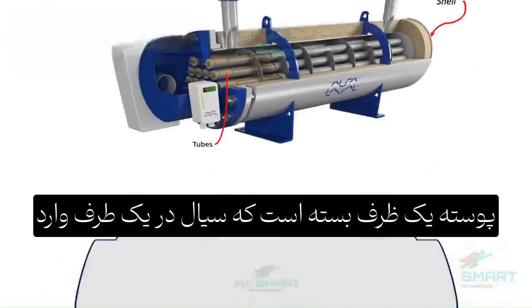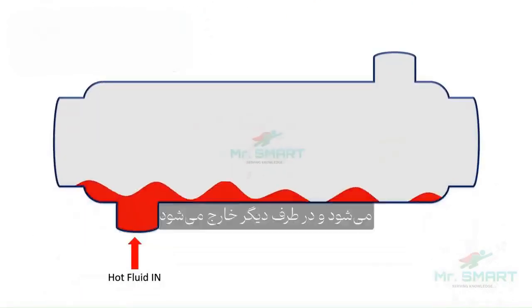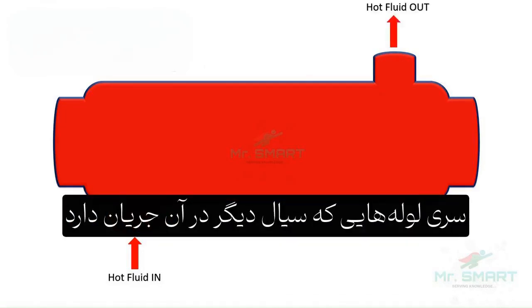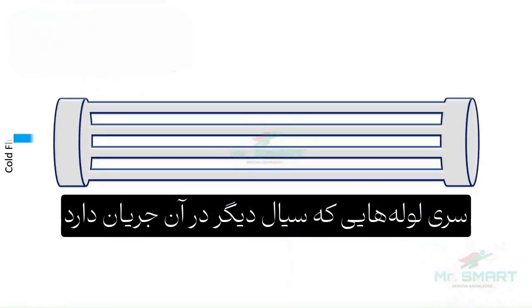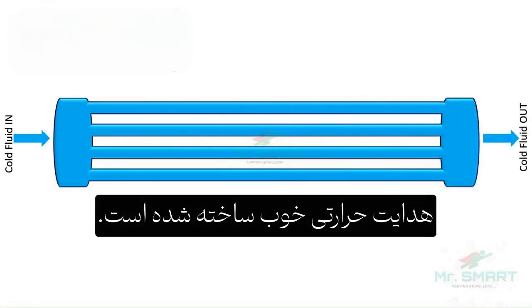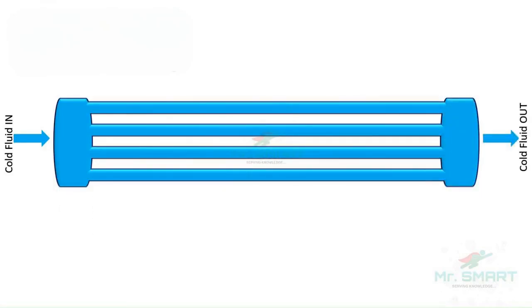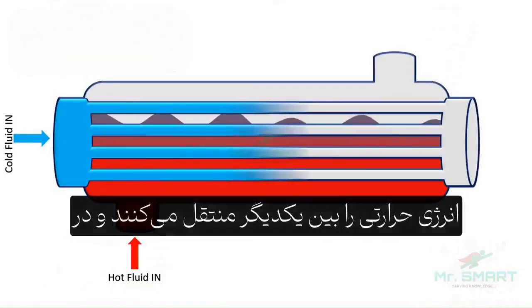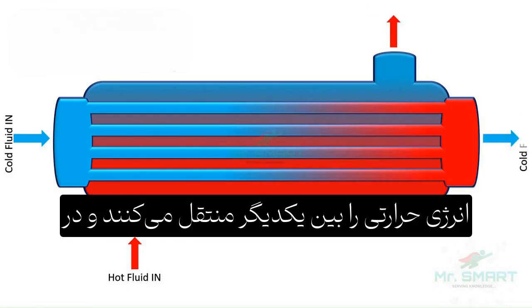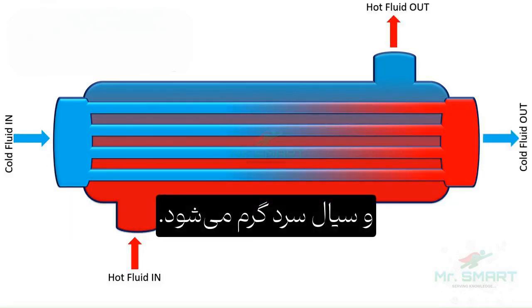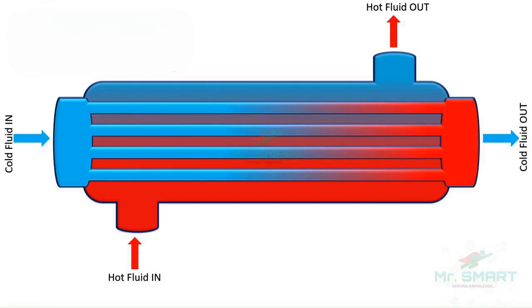A shell is a closed vessel in which the fluid enters at one side and exits at other side. The series of tubes in which the other type of fluid flows were typically made with materials with good thermal conductivity. When fluids flow in the heat exchanger, they transfer heat energy between each other, resulting in hot fluid becoming cold and cold fluid becoming hot.